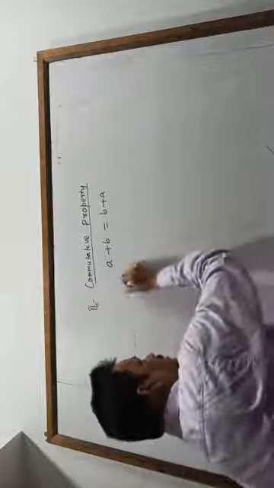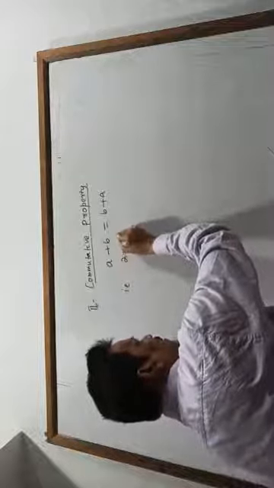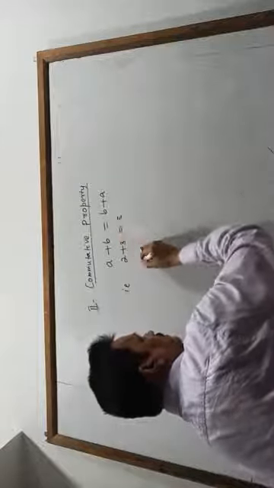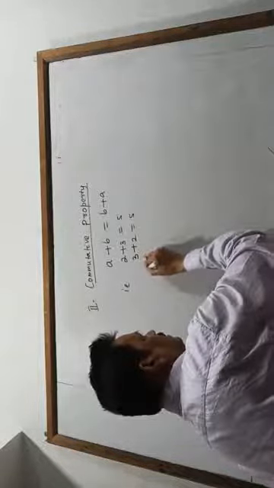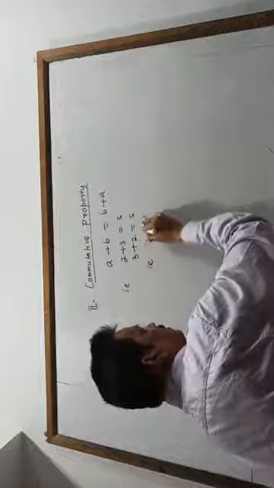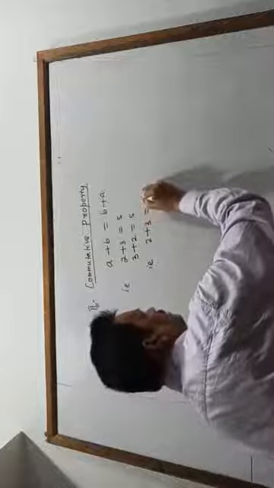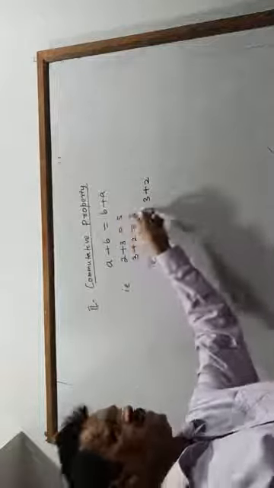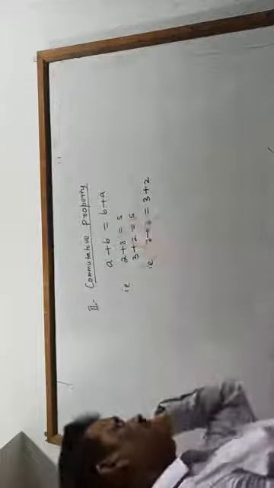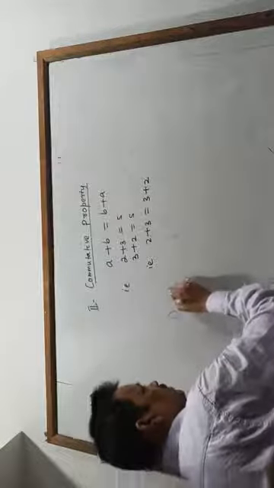That is, 2 plus 3, how much? 5. 3 plus 2, how much? 5. So 2 plus 3 equals 3 plus 2. This is called commutative property because the value is the same. Okay, let's start from whole numbers.